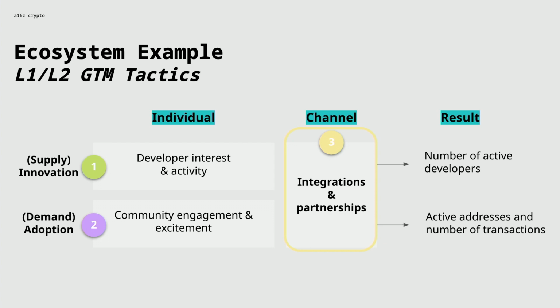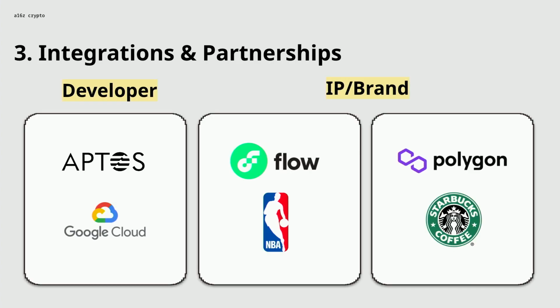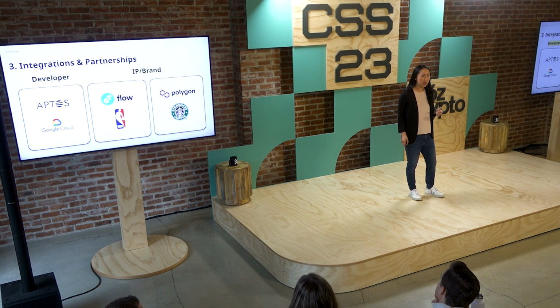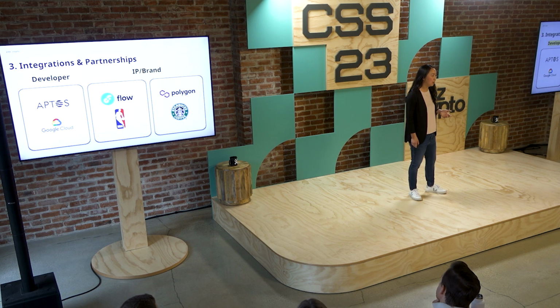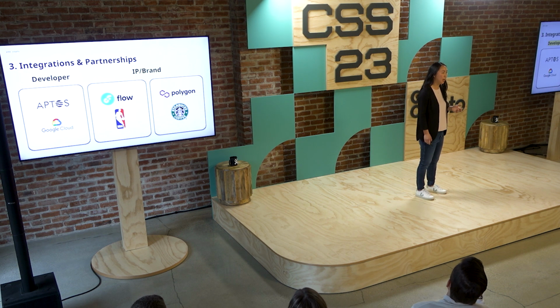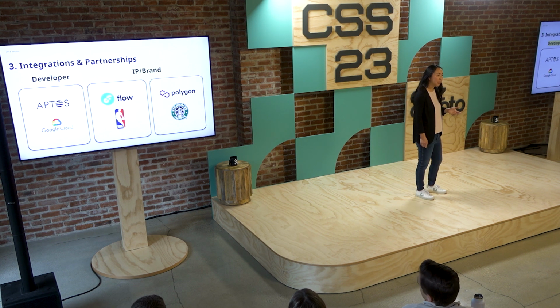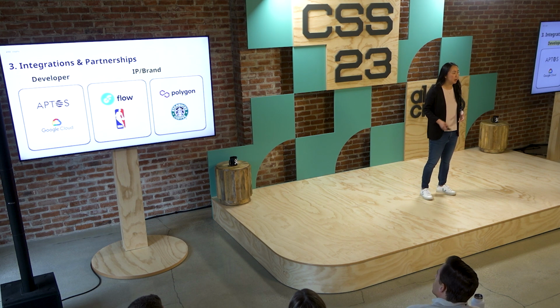On the third front, integrations and partnerships. So it's important here to be supported by the likes of custody providers, wallets, and stablecoins. On the partnership side, let's say you're trying to reach many developers at once. One good example could be to partner with a cloud provider. So in this example, Aptos partnered with Google Cloud, or partnering with an IP or brand. So an early example of this was Dapper and Flow partnering with the NBA around Top Shot, or more recently, Polygon partnering with Starbucks around their Odyssey NFT program.